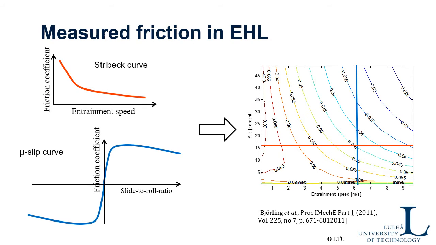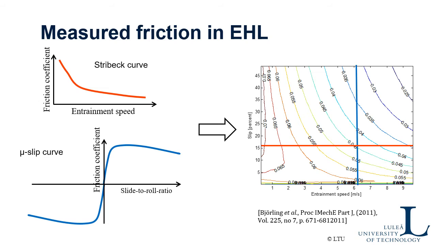So if you measure that under different entrainment speeds and different slide to roll ratios, different slips, you can create a map like this. In this map you can see that the friction coefficient varies a lot, from 0.02 something up here in this corner to say 0.065 down here, or even 0.07 down here when you have low speed. That means that you may even have some effects of mixed lubrication here.